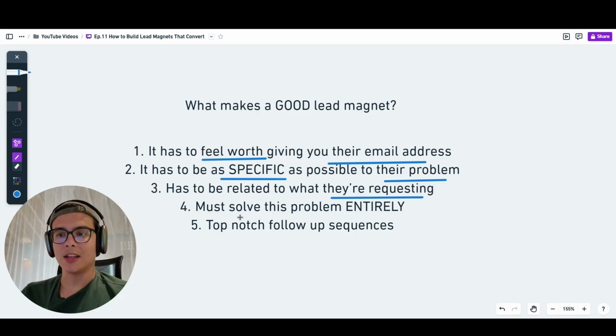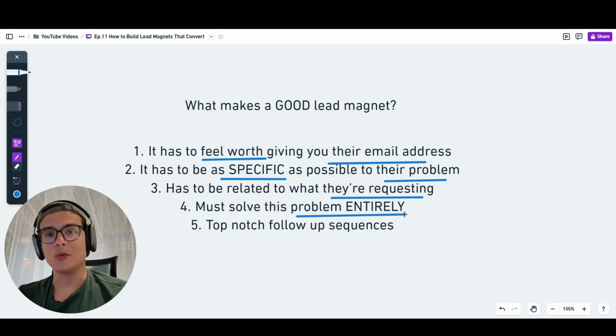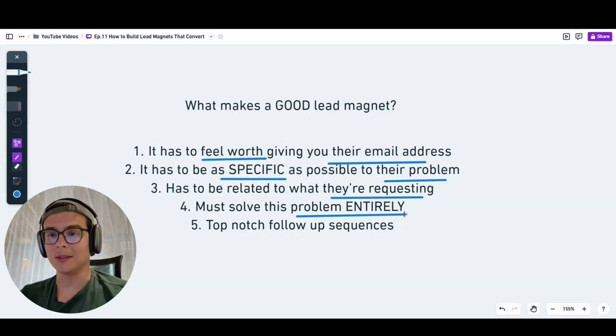The fourth thing is that this must solve their problem entirely. You have to, with your lead magnet, try your absolute best to solve the problem that the person is facing with the lead magnet that they're getting. And a lot of people will think, oh yeah, but if I solve all their problems, then they're not going to pay me because I've solved the problem. Ironically, that is not how it goes, and it actually works the other way, where if you really do your best and you come through with the lead magnet, you're much more likely to convert them as a customer later down the line.